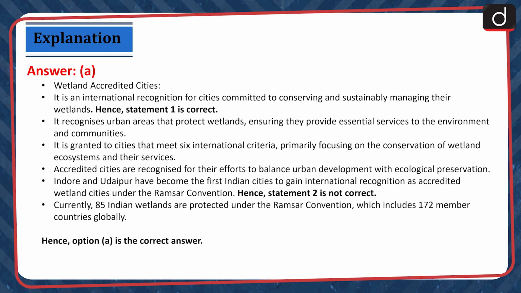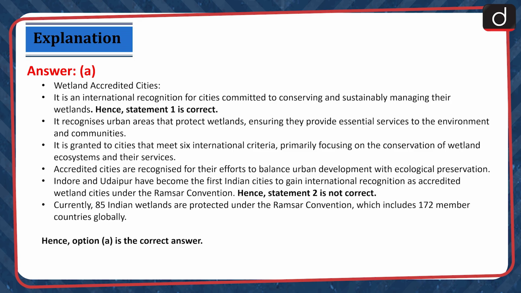Wetland Accredited Cities is an international recognition for cities committed to conserving and sustainably managing their wetlands. Hence, statement 1 is correct. It recognizes urban areas that protect wetlands, ensuring they provide essential services to environment and communities. It is granted to cities that meet 6 international criteria, primarily focusing on the conservation of wetland ecosystems and their services. Accredited cities are recognized for their efforts to balance urban development with ecological preservation.